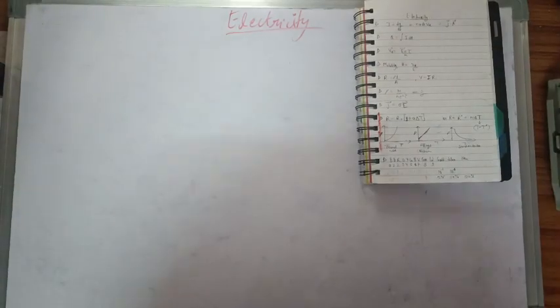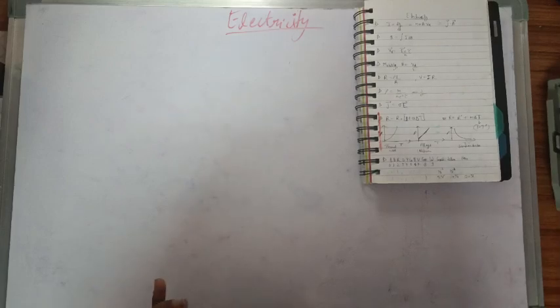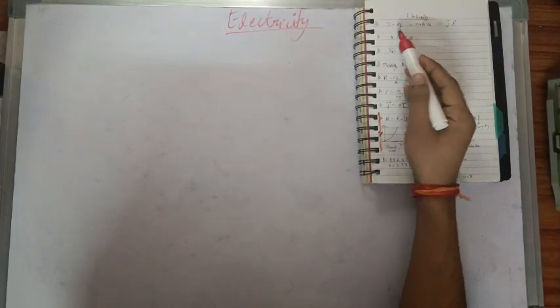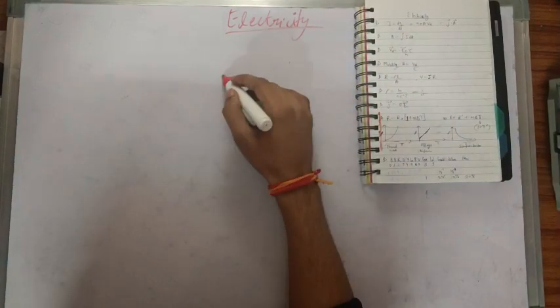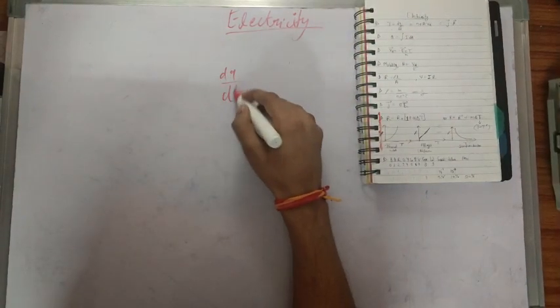So we will only do here revision of electricity. We will not go in much detail. So first of all, current. The formula of electric current is dq by dt.